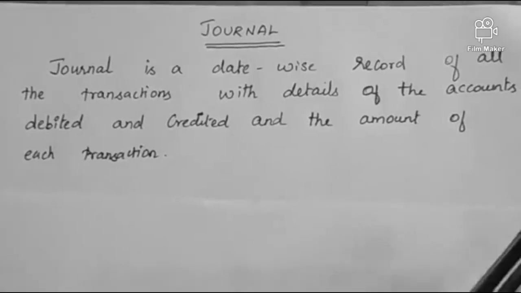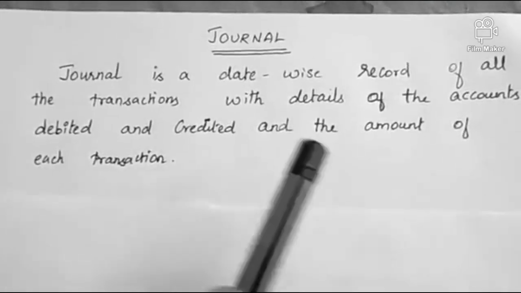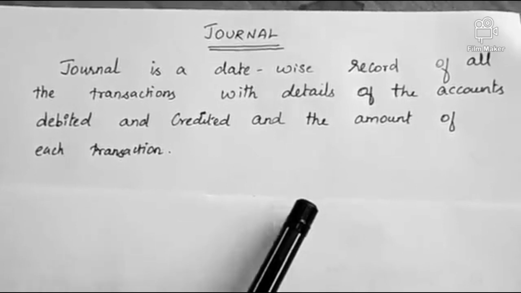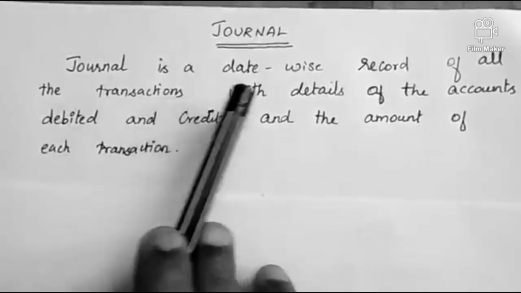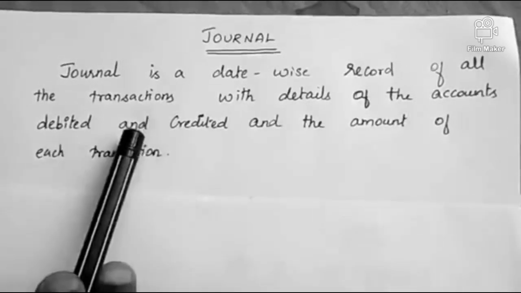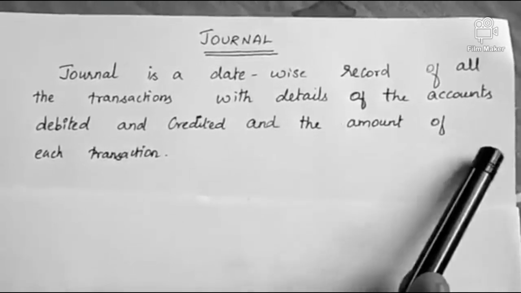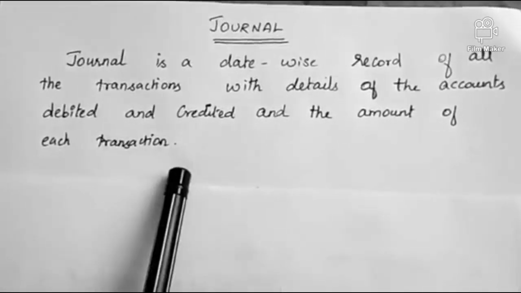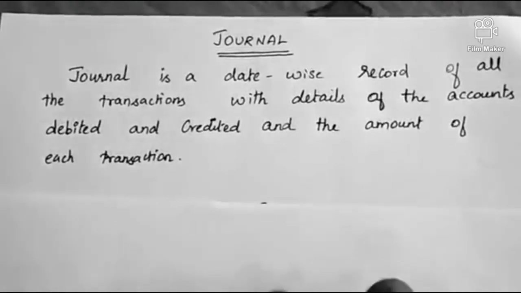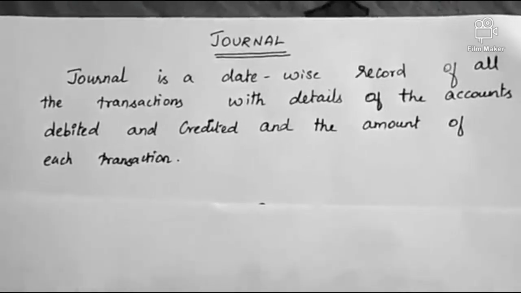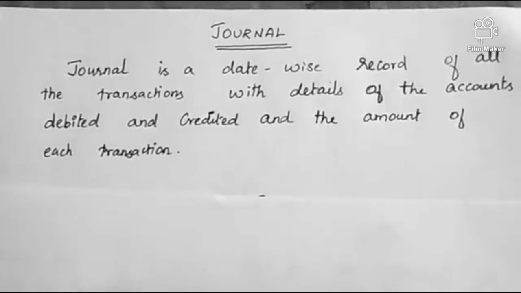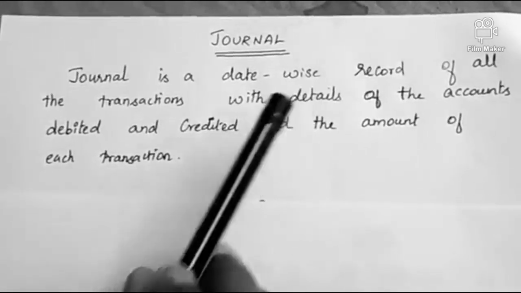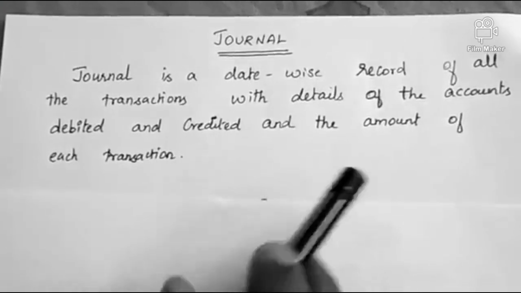Hi, in this video I am going to explain how to make a journal entry. Before that, you need to have a basic idea about the journal. A journal is a date-wise record of all the transactions with details of the accounts debited and credited and the amount of each transaction. Journal is one of the books of original entry in which transactions are originally recorded in chronological order, that is day-to-day order, according to the principle of the double entry system.